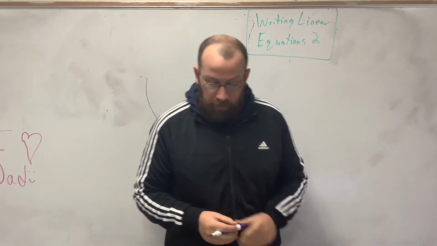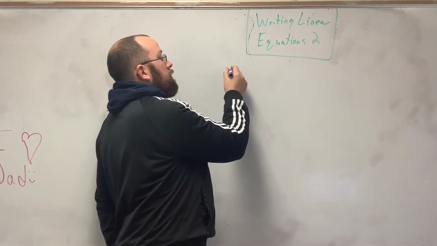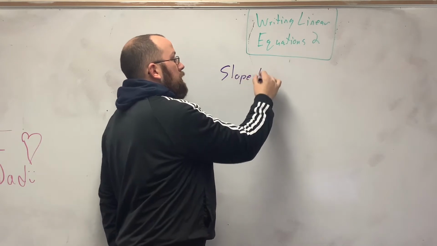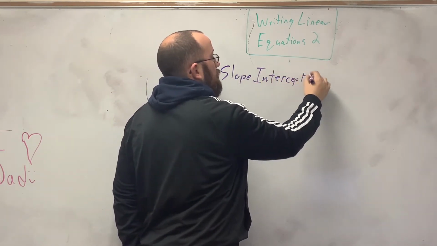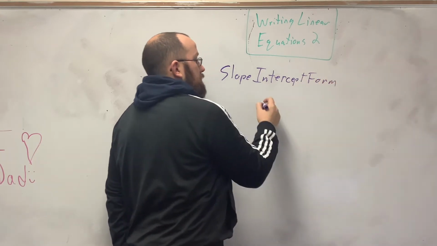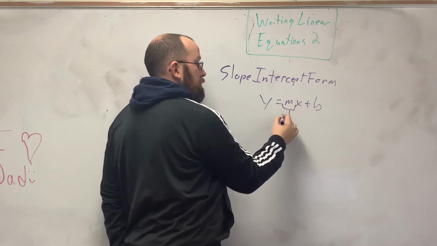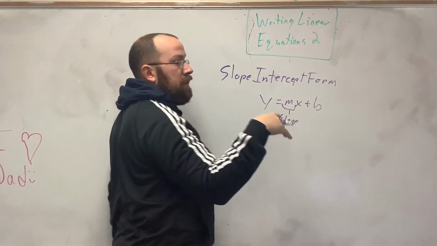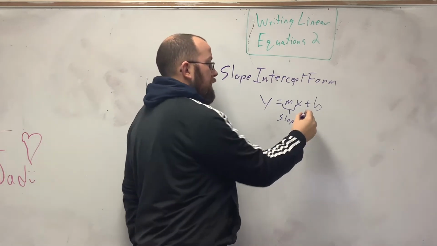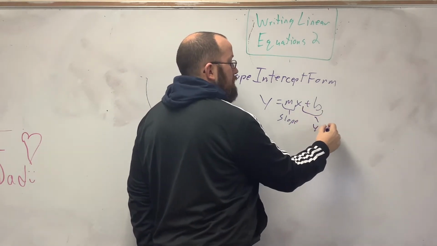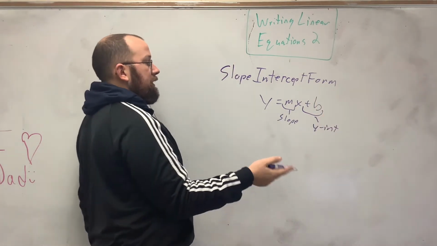When writing a linear equation, there are two different types you need to know. Slope-intercept form, which is y equals mx plus b. The m is called the slope, the rate at which the line goes up or down, and the b is the y-intercept. That shows where the line crosses the y-axis.